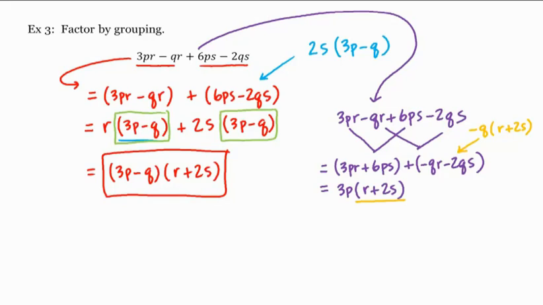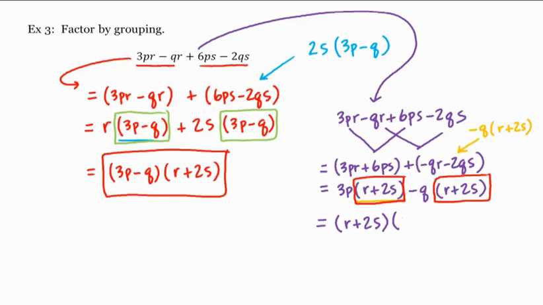So we have minus q times r plus 2s. And now we can factor out that binomial, which leaves us with r plus 2s times 3p minus q. And by commutativity, that's the same as this, isn't it?